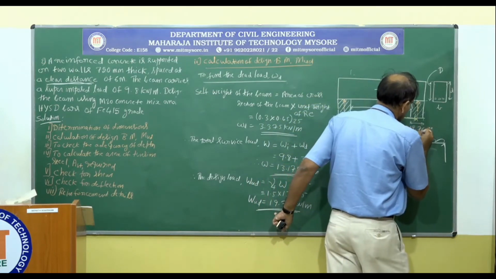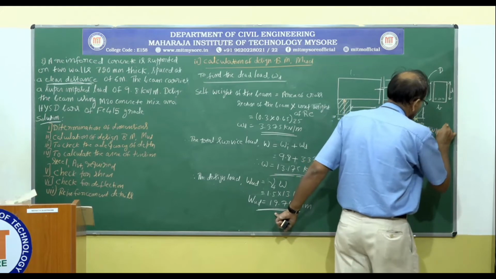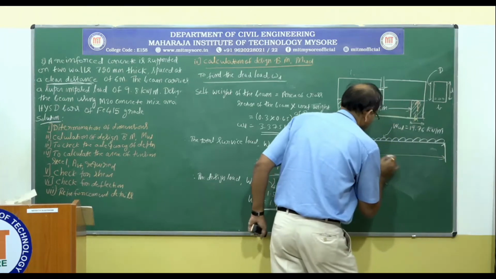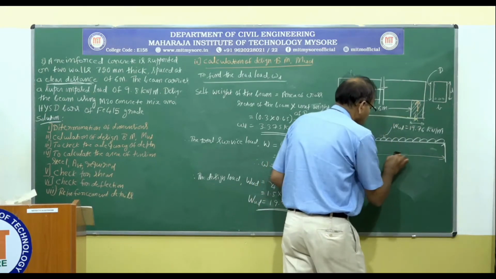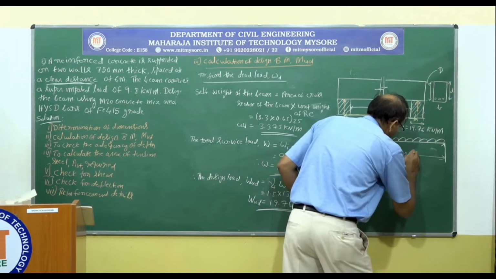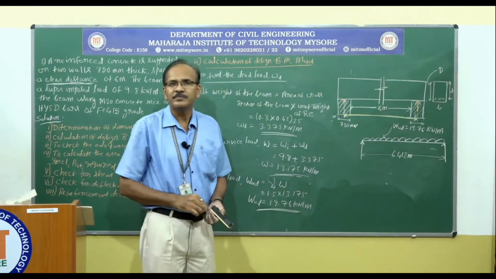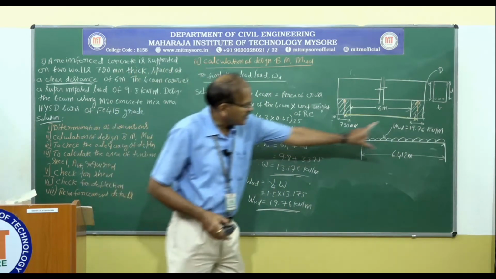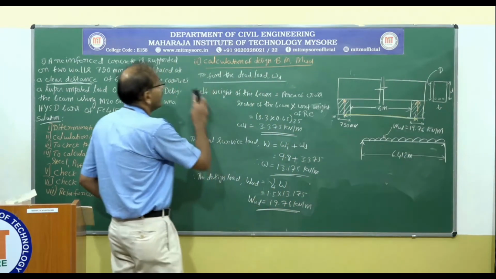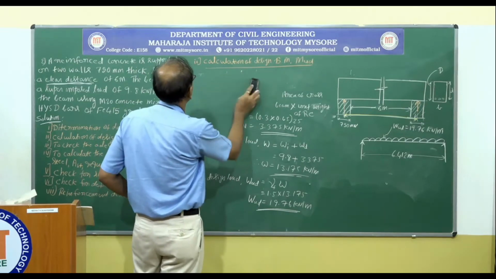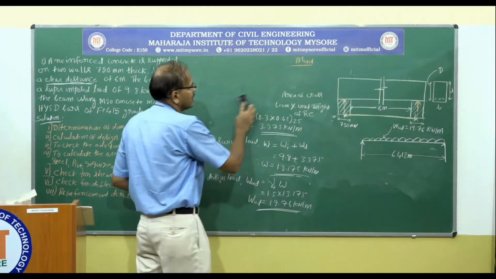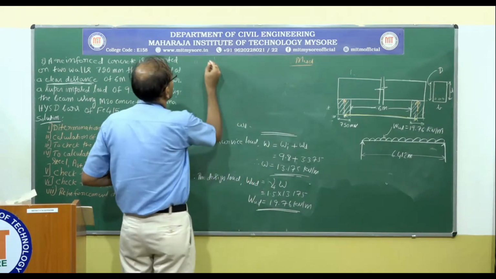19.76 kilonewton per meter, and the effective span is 6.412 meter. Okay, this is the final loaded beam, and it is loaded with the design load. So this is the calculation of design bending moment.